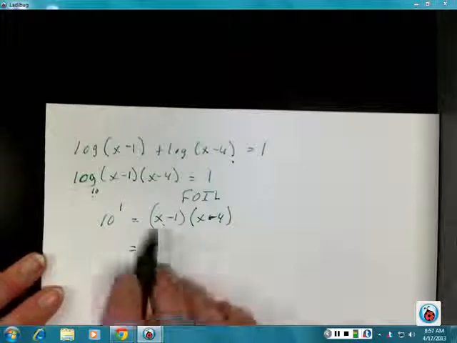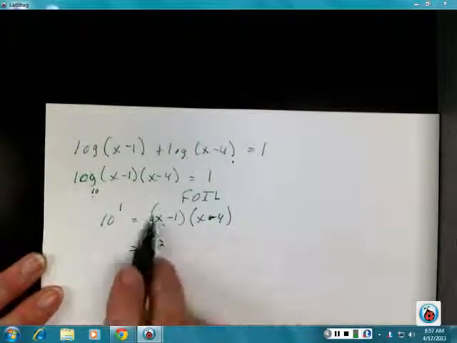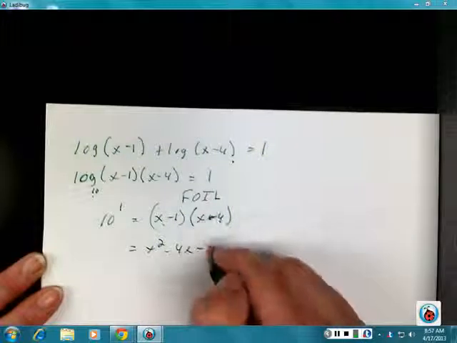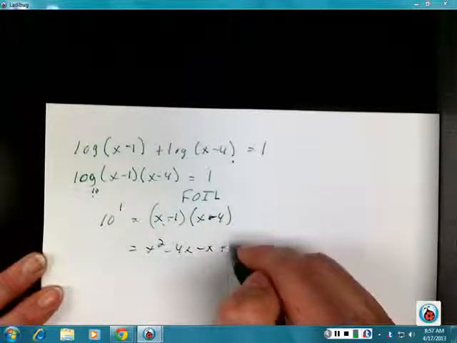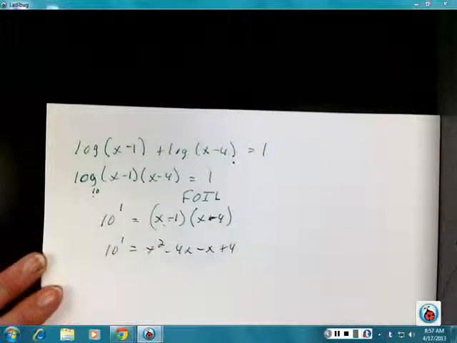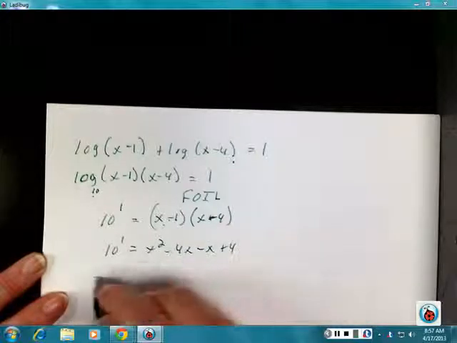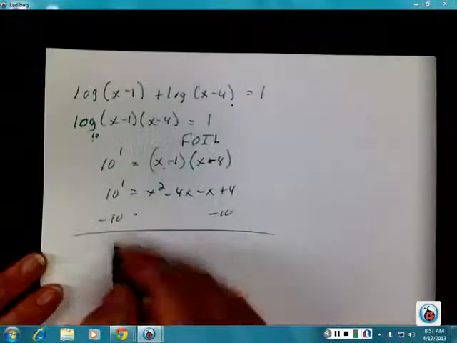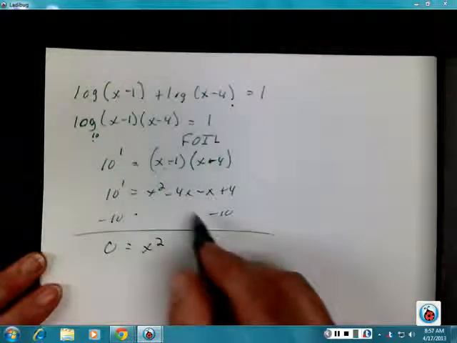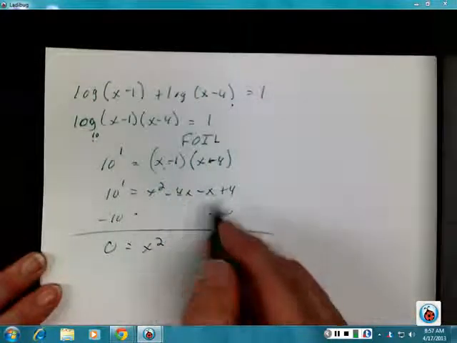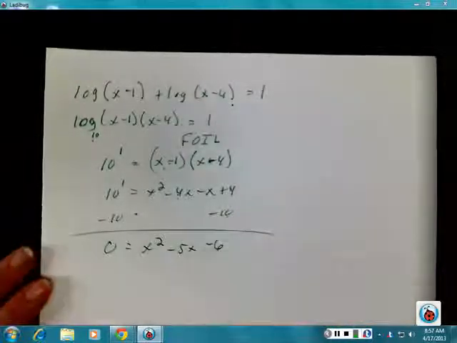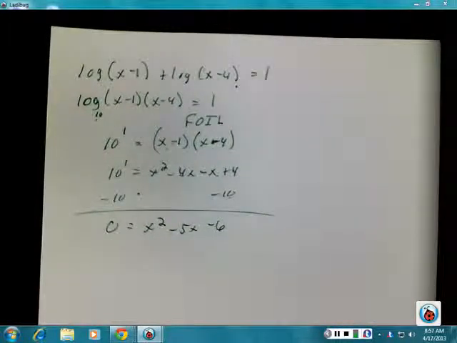FOIL it, x times x is x squared. X times a negative 4 is a negative 4x. Negative 1 times x is a negative x. Negative 1 times a negative 4 is a plus 4. Move my 10 over. Combine like terms. And so negative 4x and a negative x is a negative 5x. 4 and a negative 10 is a negative 6. And then look at that and see if it can be factored. Can I factor it?